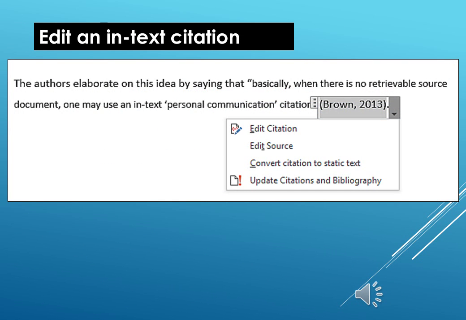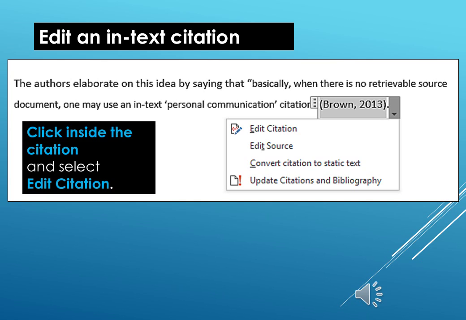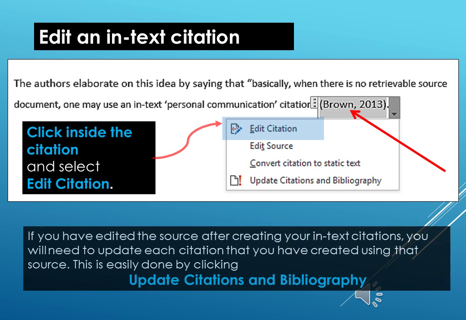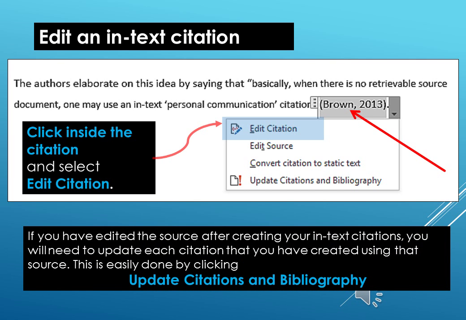To edit a citation in order to remove an author's name or to add a page number, click inside the citation and then click Edit Citation. If you edit the source after you create your citation, you will need to update each citation you have created using that source. This is easily done by clicking the Update Citations and Bibliography option.